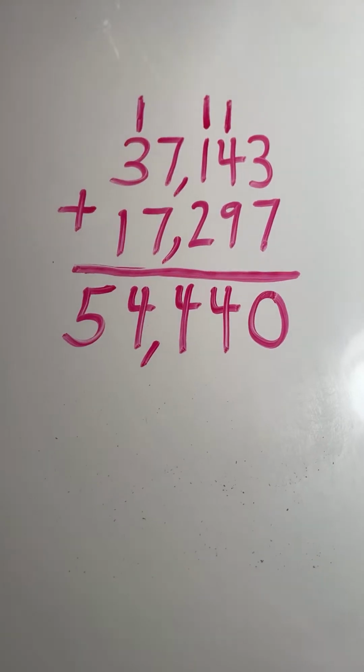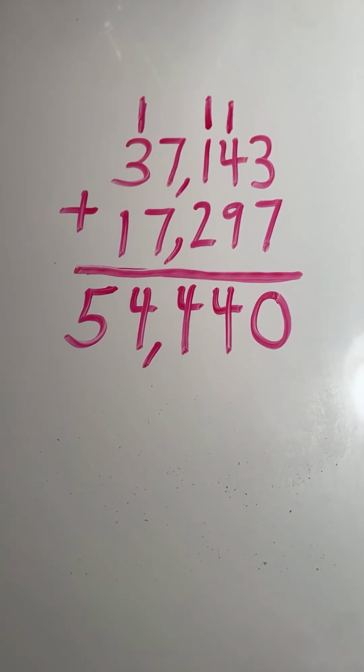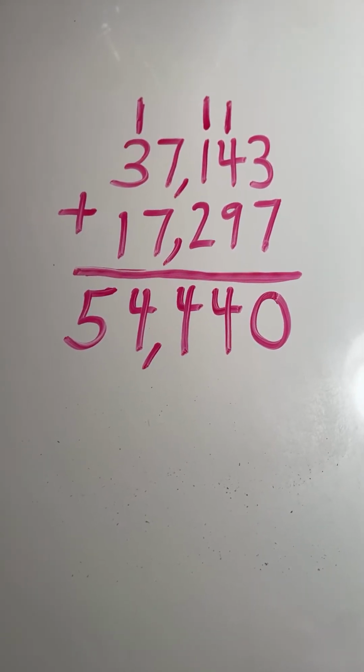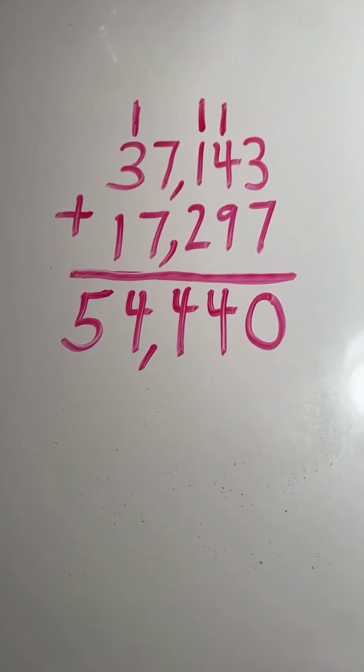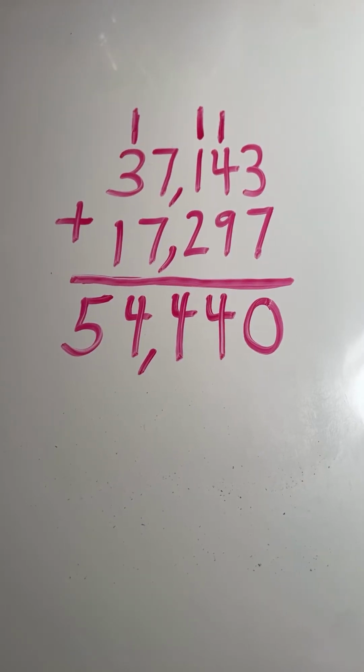And we have our final answer, 37,143 plus 17,297 equals 54,440. All right, moving on to example number 4.